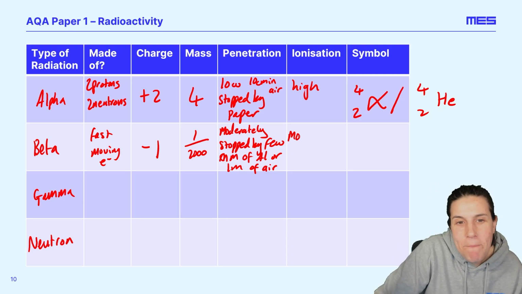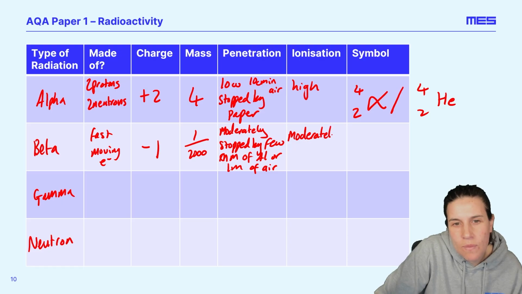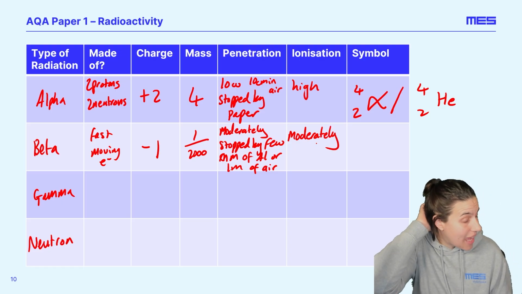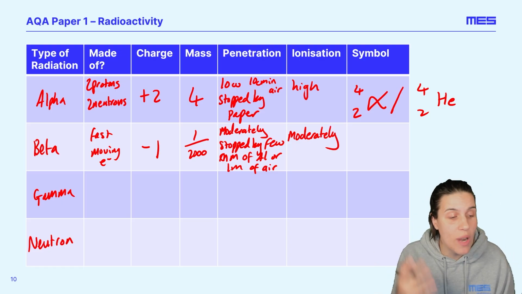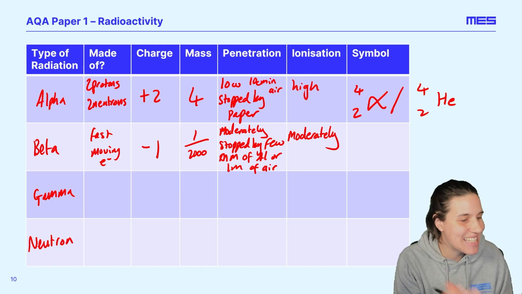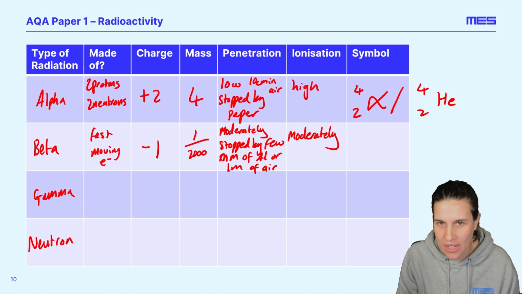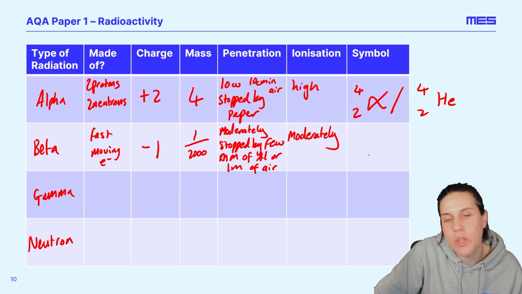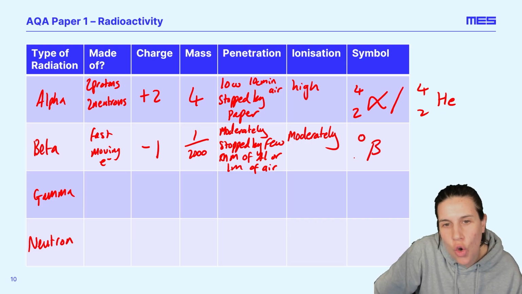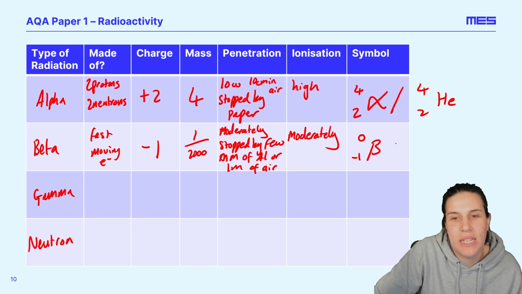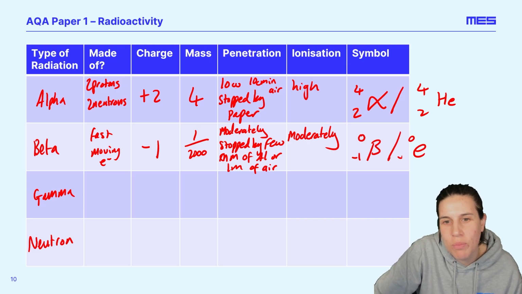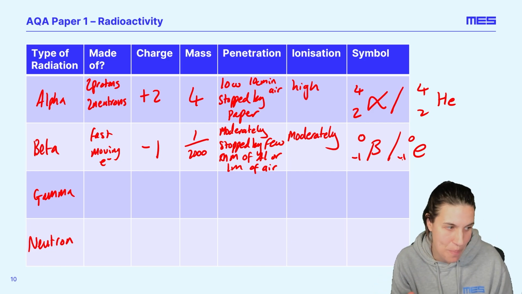It's also moderately ionizing. It's not as ionizing as alpha because it's got a smaller charge and it's smaller and it moves quicker, but it can still ionize other atoms. And the symbol that we use for beta is either beta 0 -1, that's the Greek letter for beta there, or we do E 0 -1 because it is an electron.